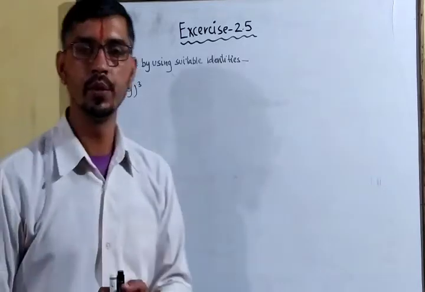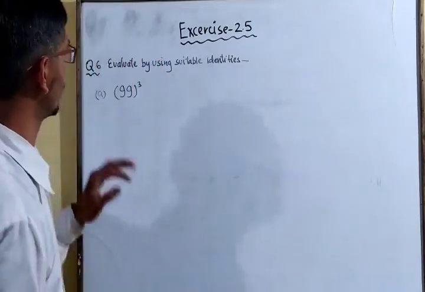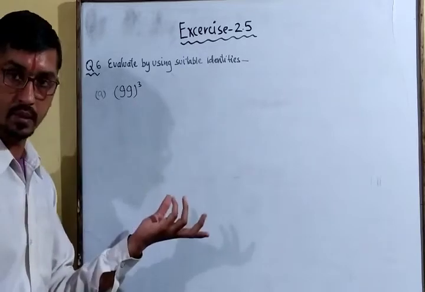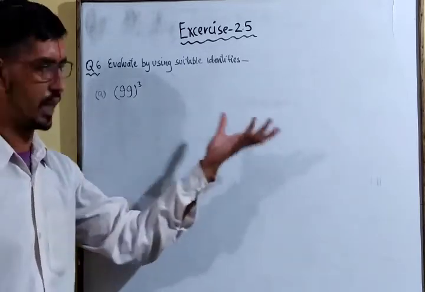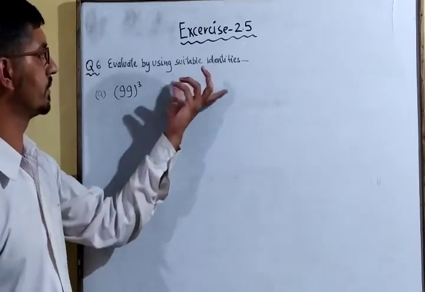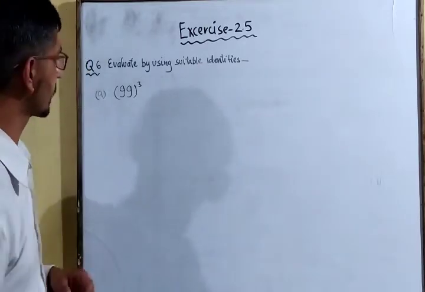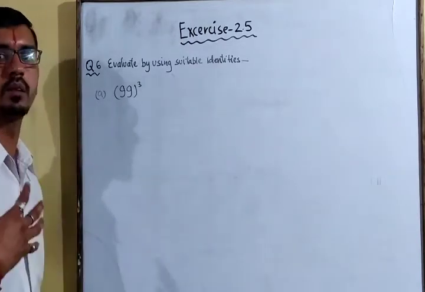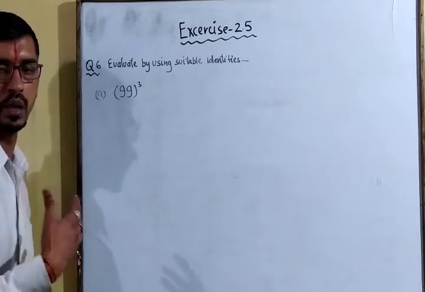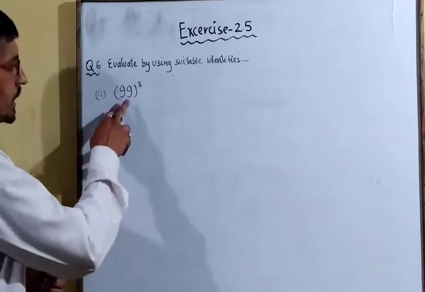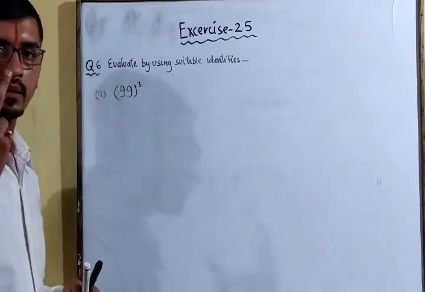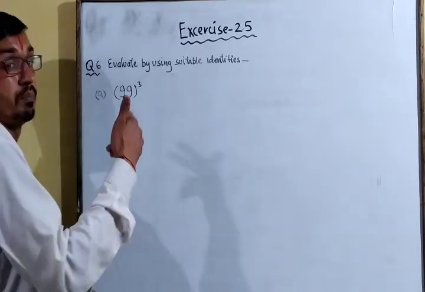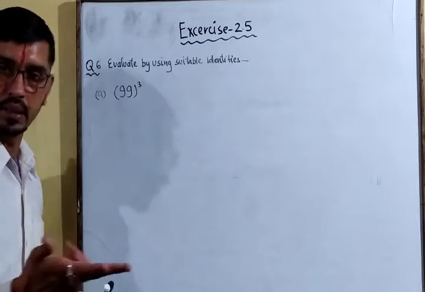Okay, now moving to the sixth question of this exercise, that is evaluate by using suitable identities. 99 to the power 3 we can do with the help of multiplication as well, but they are saying we have to use the suitable identity. So it is not that we cannot do it directly, but for making our calculation easy we will use the identity here. Okay, so now first we will convert this in the form of a plus b or a minus b to the power 3. Either we convert it in a plus b form or in a minus b form.